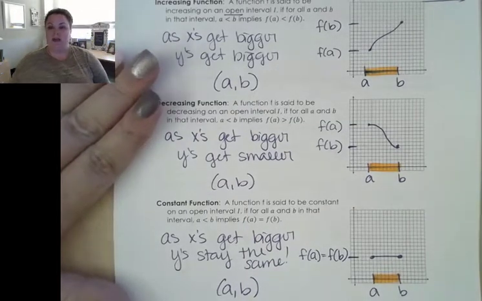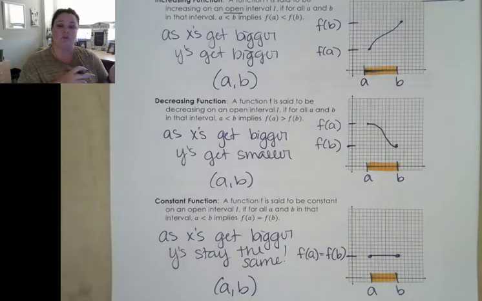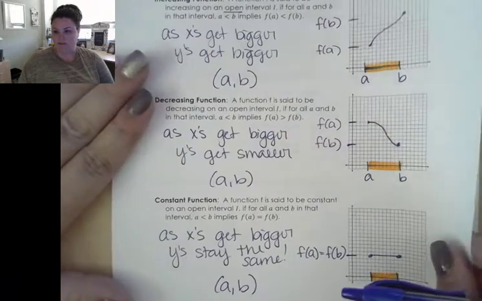All right, so that's kind of what it looks like. Now we want to be able to look at a picture and determine which open intervals represent increasing intervals, decreasing intervals, or constant intervals. Okay, so let's look at some examples on the next page.